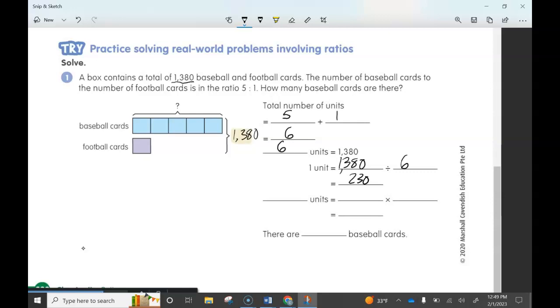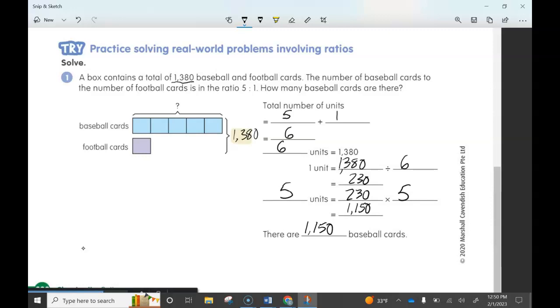So how many baseball cards, once again, are there? We know that there are 5 units representing the baseball cards. So we're going to take the 230 cards that each unit contains, multiply that by 5, and that will give me 1,150 total baseball cards. So that would be our answer, 1,150.